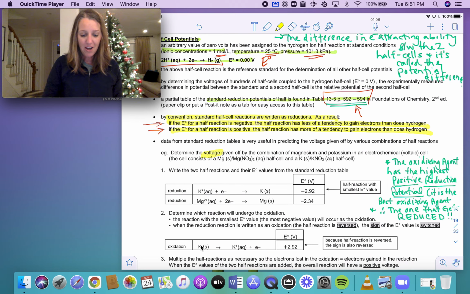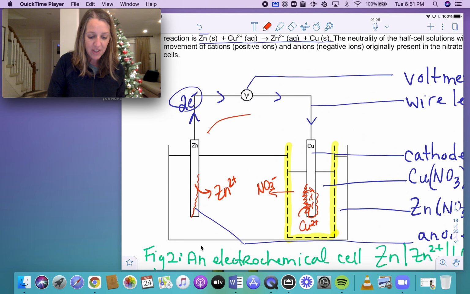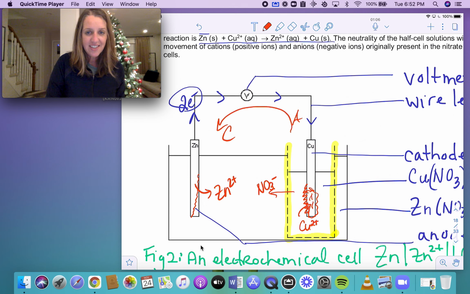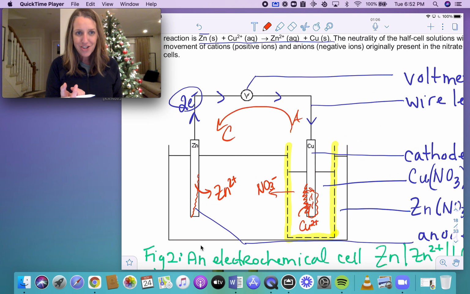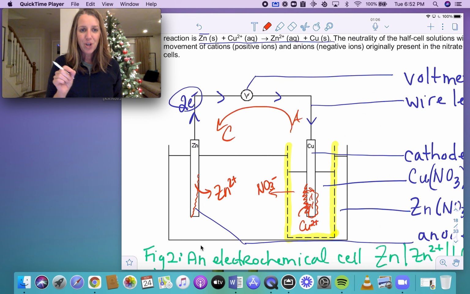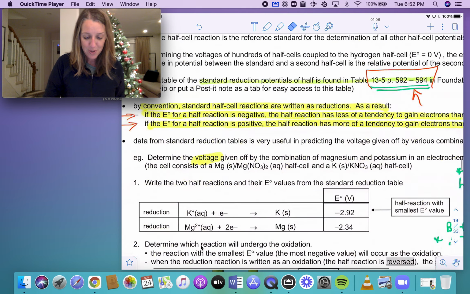Whichever one gives me the positive reading would show, right? If the electrons flow this way, then this is the anode and this is the cathode. If the electrons flow this way, this is the anode and this is the cathode. Whichever combination gives me a positive reading on the voltmeter, then I know that you're going from the anode to the cathode, because the anode is the one that gives off the electrons. It's the one that gets oxidized. Okay, so let's go back.